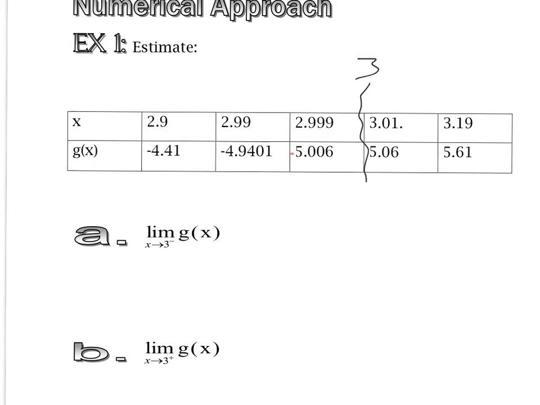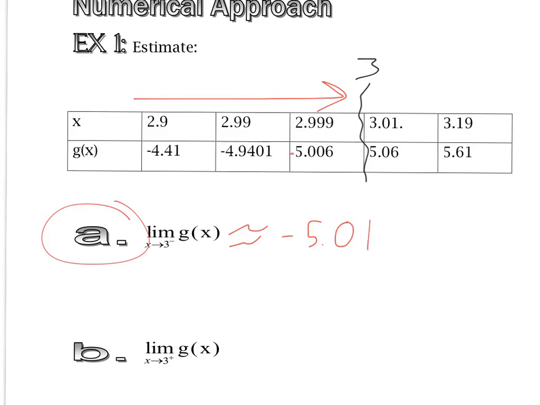Here's 3. And we're asking the question, what is the limit of g of x as x approaches 3, and that little negative sign means from the left. So let's do this one in red. All we're saying is, what is it approaching this way? And it looks like it's going to be approaching approximately something like negative 5 point, I don't know, we could say 0.1, approximately negative 5.01.